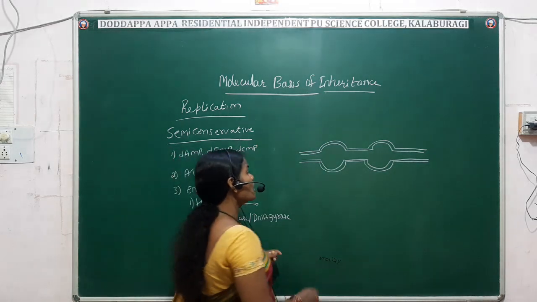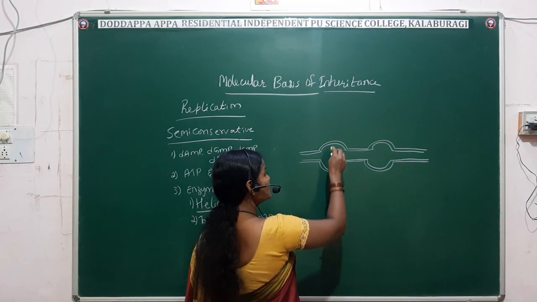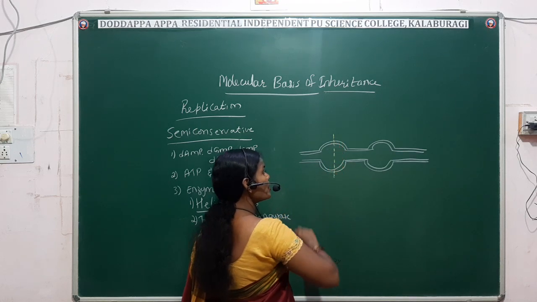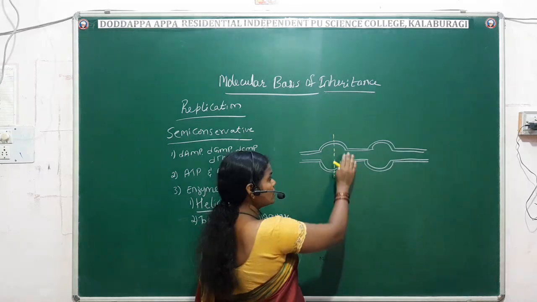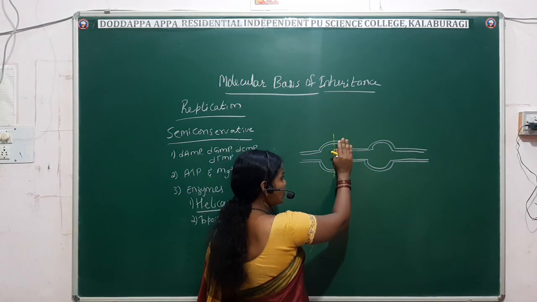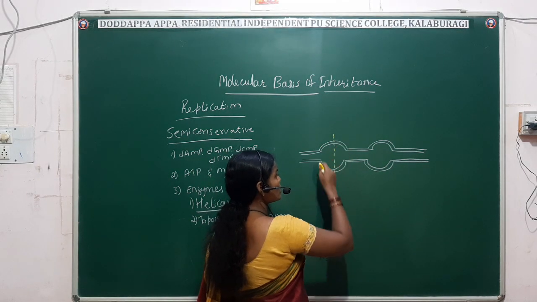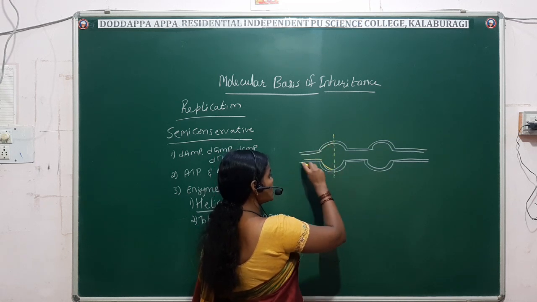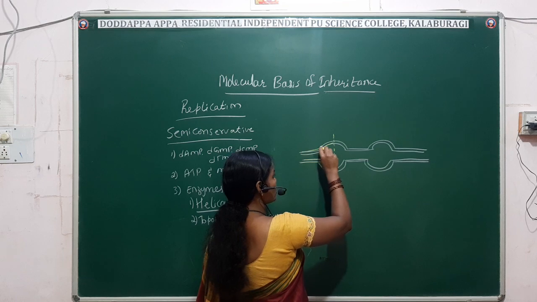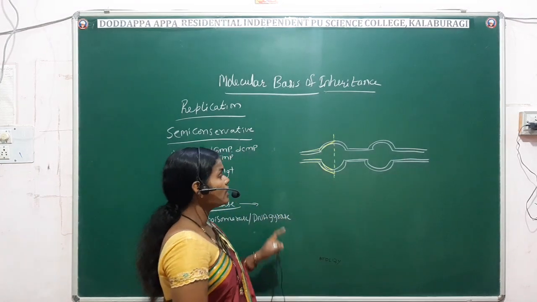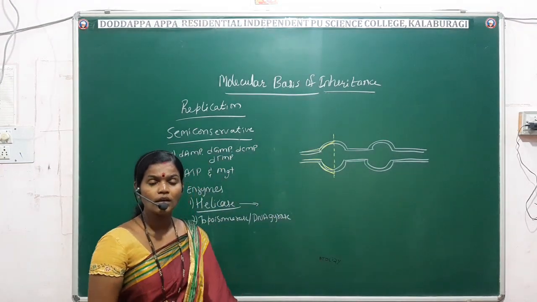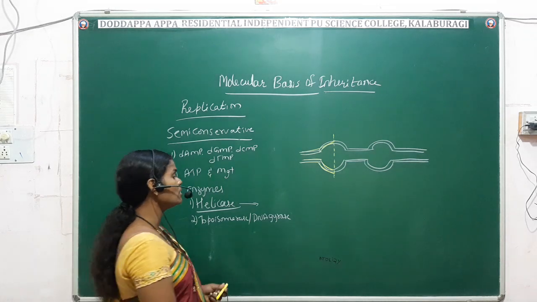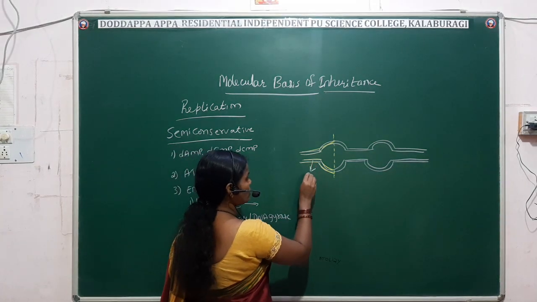After the formation of the loop or the bubble, the topoisomerase will come and break that loop or bubble. After breaking, what happens? It looks like a Y-shaped structure. That is why we call that Y-shaped structure the replication fork.